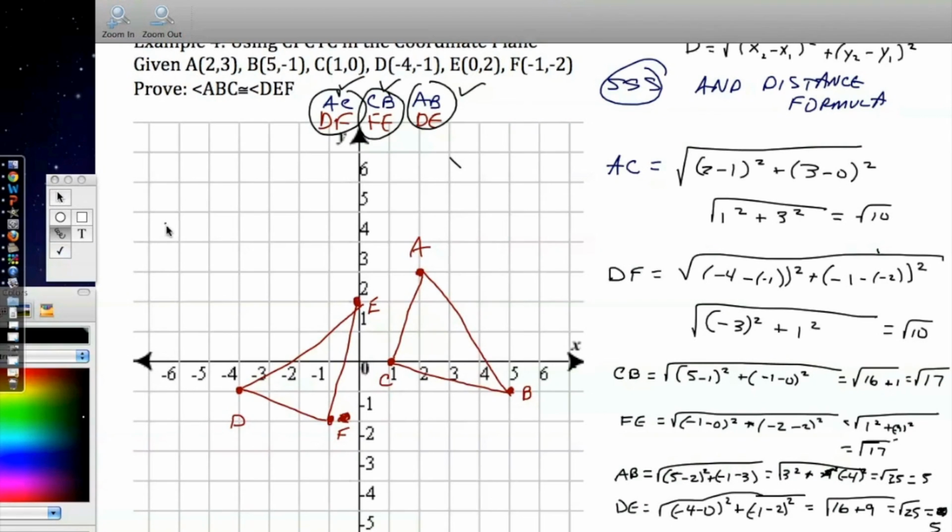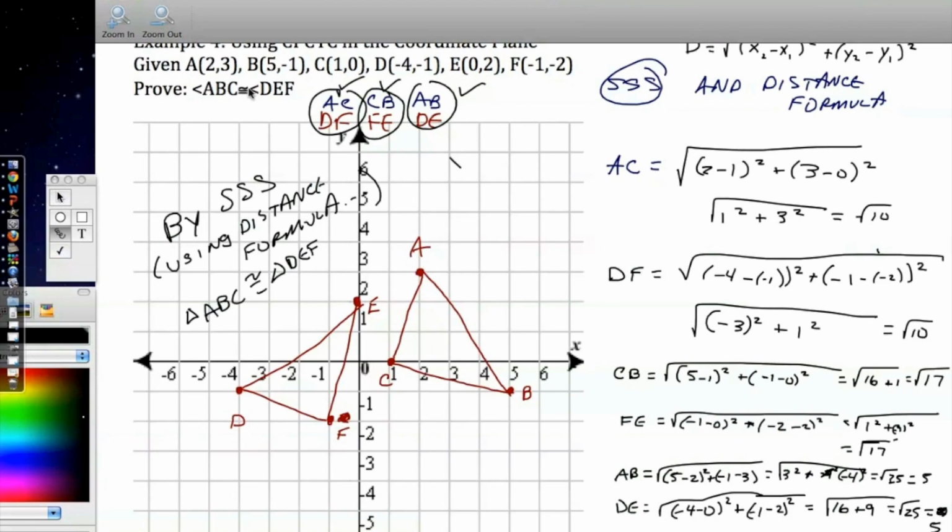So what we can say is, by side, side, side, using distance formula, triangle ABC is congruent to triangle DEF. What does that help us do?